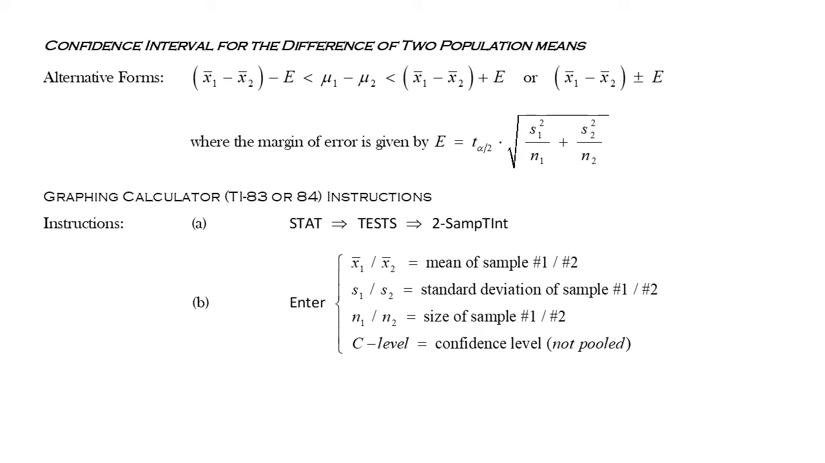using the point estimate x1 bar minus x2 bar, so looking at the difference between the two samples. And in this case, our margin of error, again, was computed using the t-score for the critical value and the standard deviation of the combined samples.